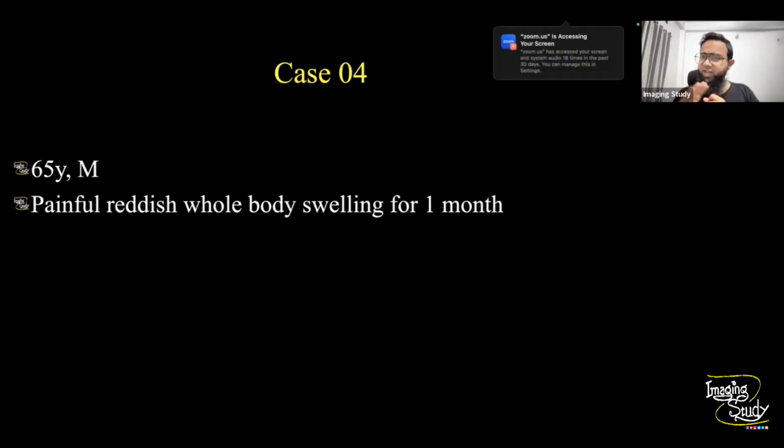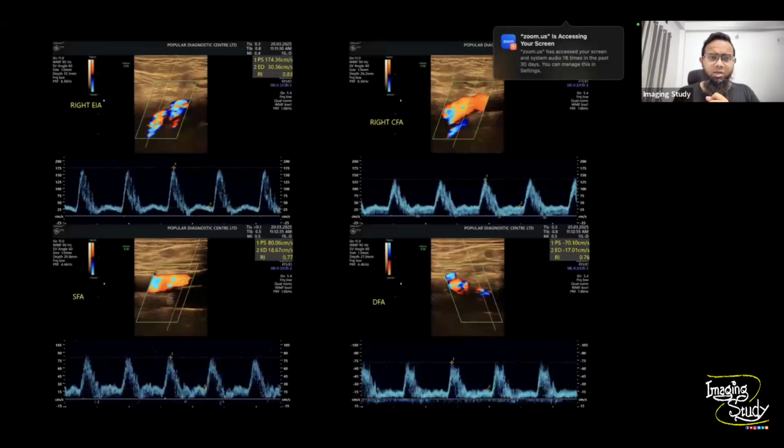So we checked the veins. Veins were quite normal, so we are showing you the arterial findings here. When we check the right side, you see the vessels look not normal. We have found some atherosclerotic change within these vessels, but this is hemodynamically not significant, so we ignored them. You see all the vessels, external iliac artery, common femoral, superficial femoral, and deep femoral arteries on the right side, all are showing monophasic flow.